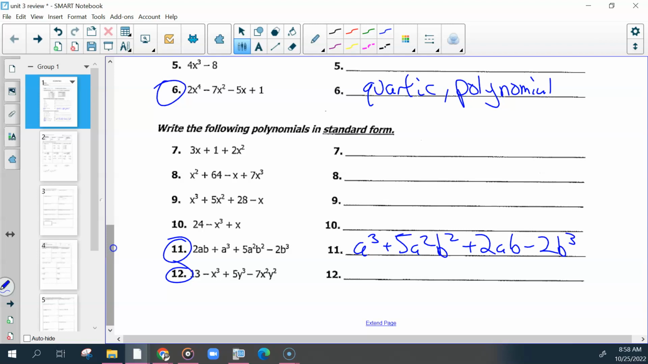So if we were looking at this one, the degree of this would be what? Cubic. The highest exponent is 3, and that is a cubic function. And how many terms does this have? 4. 4, and it's a polynomial, yes.